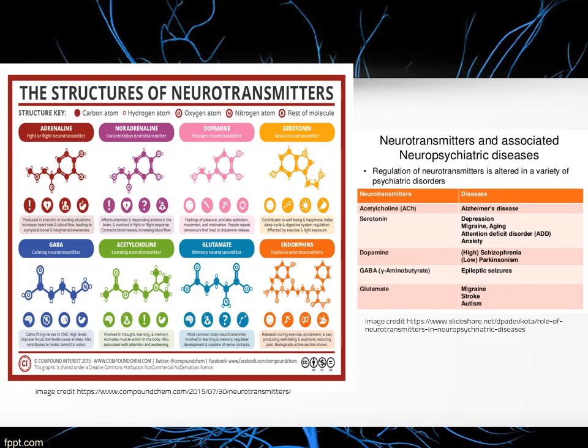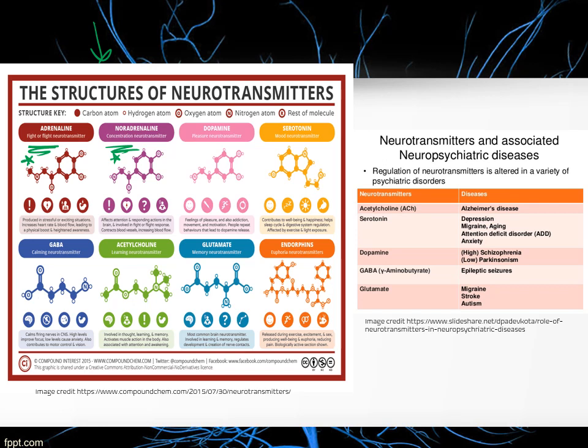Speaking of neurotransmitters, here are a bunch of them. Adrenaline and noradrenaline, also known as epinephrine and norepinephrine. These guys are hormones that are released by the adrenal glands that sit on top of our kidneys. This is fight or flight. This is rest and digest. This is calm back down.